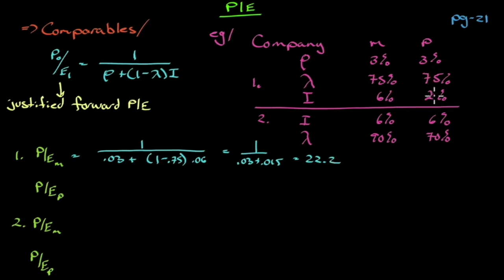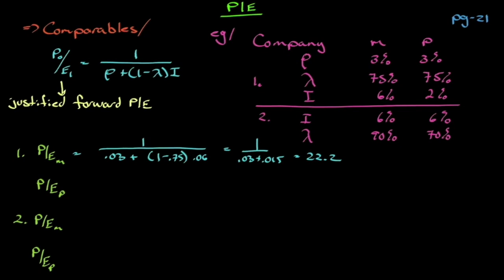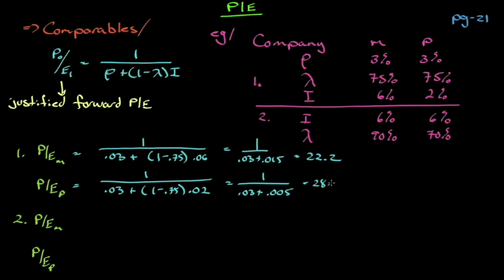Let's look at company P now. Now they're both facing the same real required rate of return. They both have the same pass-through ability. Let's see what happens to the justified forward PE in this case. So our PE here is 1 over 0.03 plus, we have the same 1 minus 0.75, but instead we have 0.02. That gives us 1 over 0.03 plus 0.005. And that will give us a justified PE of 28.6.